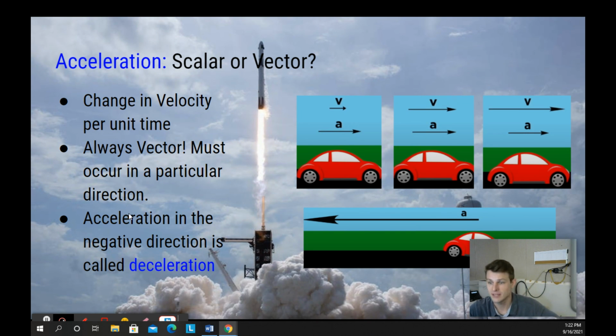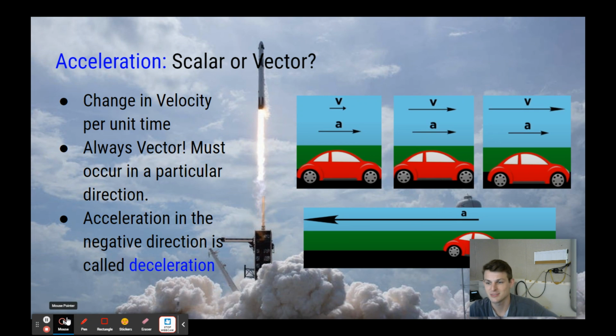Just remember, for vector, we're talking about displacement, original spot and ending spot. Whereas if we're talking about speed, we're talking about distance, total trip, how long it takes.